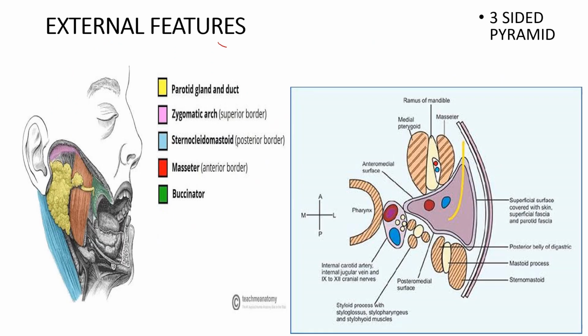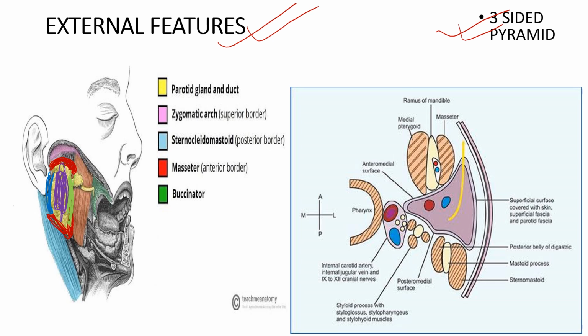Now we have to study the external features of this gland. You can appreciate that this gland looks like a three-sided pyramid. Now you have the structure here. What you're seeing here is the base of the gland, also called the superior surface. What you're seeing here is the apex of the gland. Now we will see the anterior border. The border you're seeing here is the anterior border. The border you're seeing here is the posterior border. Now the surface you're seeing here is the superficial surface.